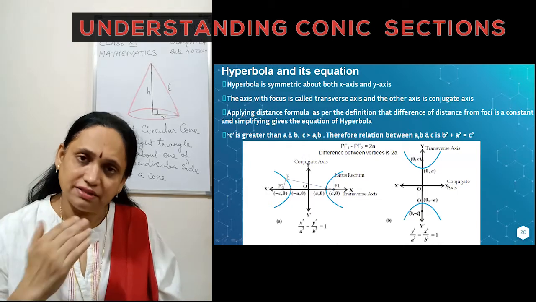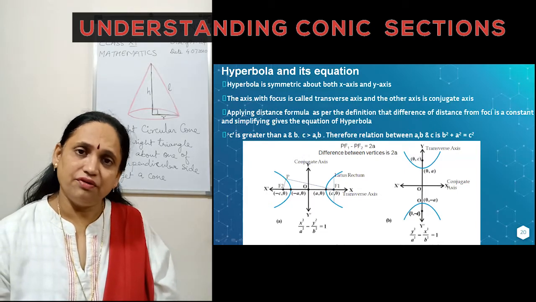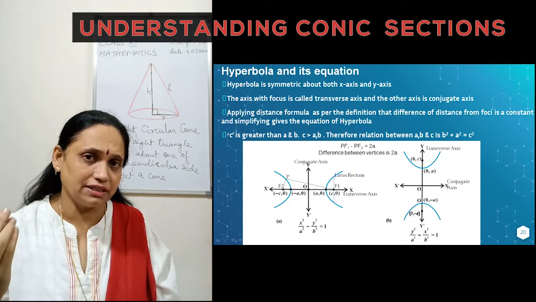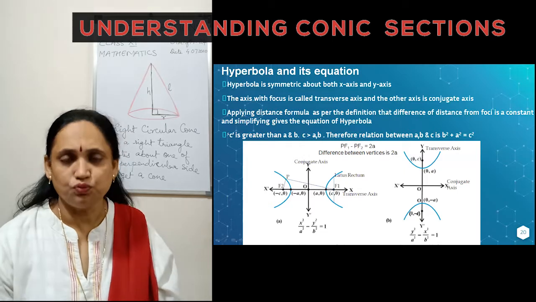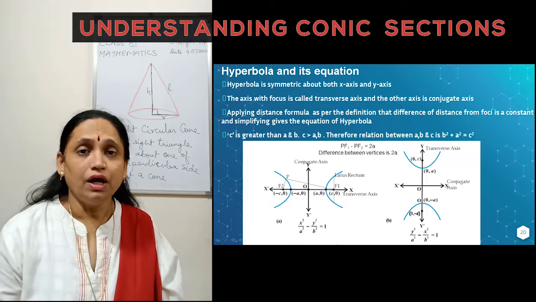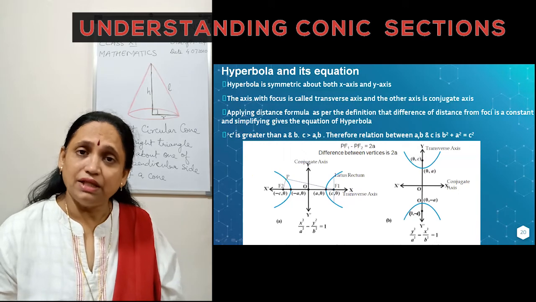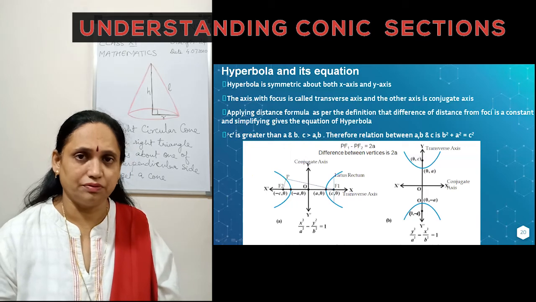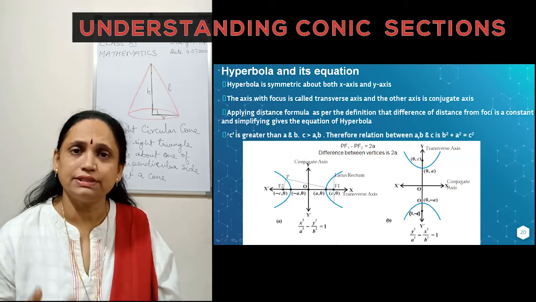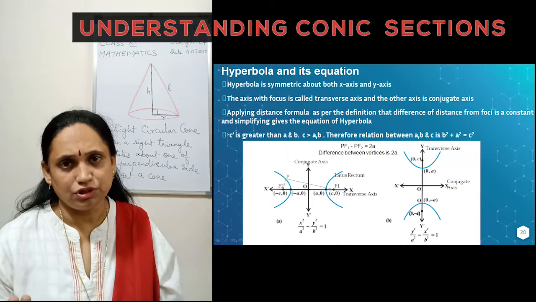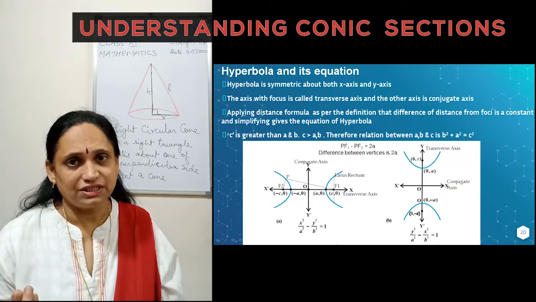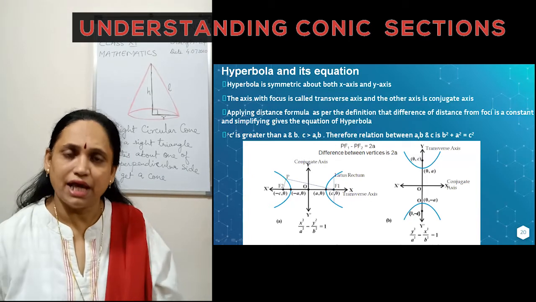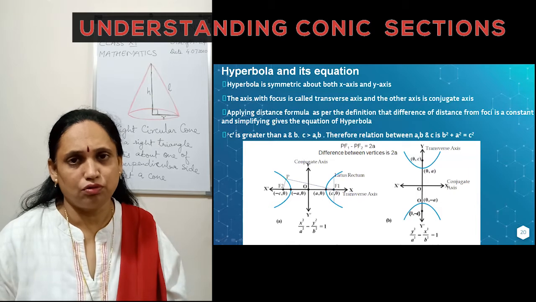Similarly, if the y-axis is the transverse axis, then the equation of hyperbola is y square upon a square minus x square upon b square is equal to 1. Now remember, there is no such rule that a has to be the greater among these two numbers. The only rule that has to be followed is a square plus b square is equal to c square. That's all. c is the largest, but among a and b, it is not necessary that a has to be the largest. It could be b also greater than a.